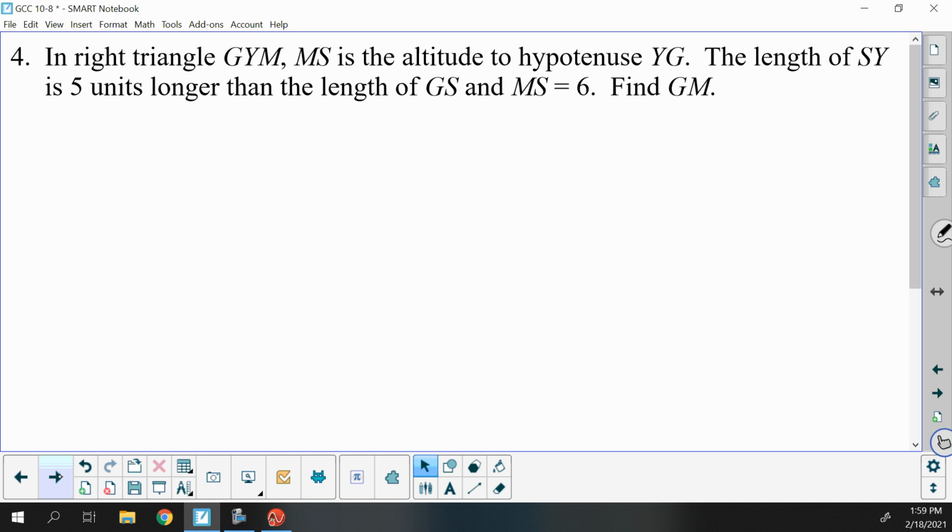Moving over to page 53. We have right triangle GYM. MS is the altitude to hypotenuse YG. Take a second, see if you can just draw the triangle based off of the first sentence.